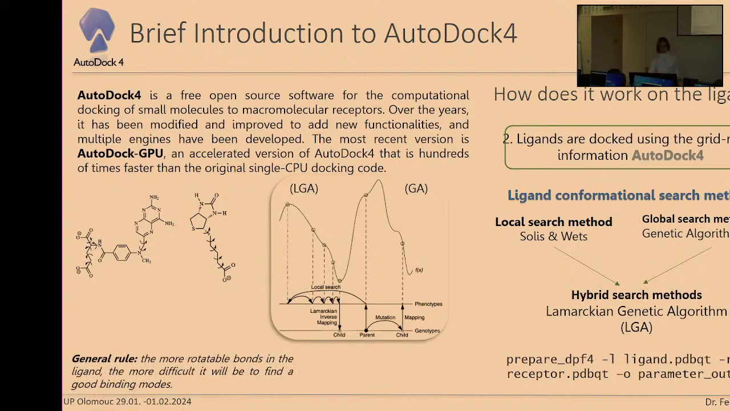Obviously, how many iteration steps do we have to do for each ligand? It depends on the number of rotatable bonds, because the more rotatable bonds in the ligand, the more difficult it will be to find good binding modes. So my suggestion is to run many conformations of the ligand, the higher the number of rotatable bonds, so we have a higher probability to reach the global minimum.